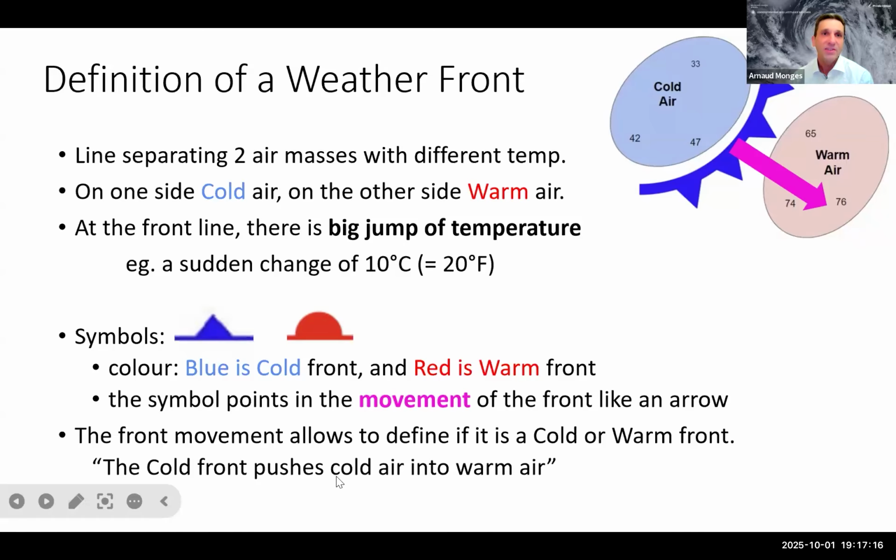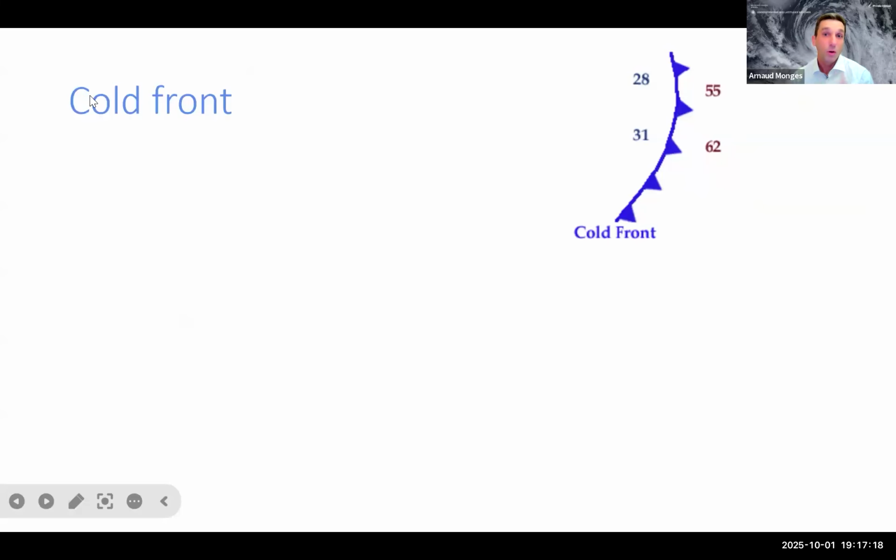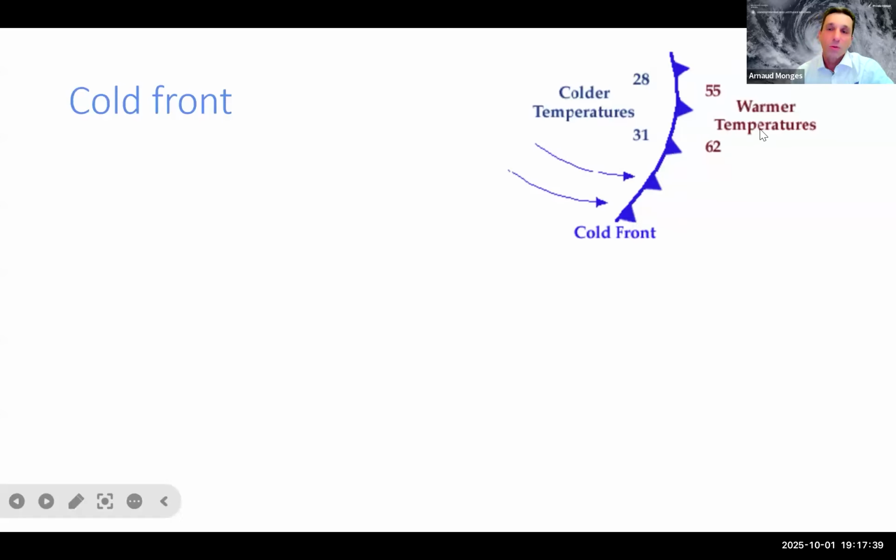So let's really drill into a cold front, so we all have a very good understanding of it. As I mentioned before, this is a cold front, and the triangle gives me the direction of the front. So it's moving from left to right because of the triangle. I know that the cold temperature is on the left and the warm temperature is on the right.